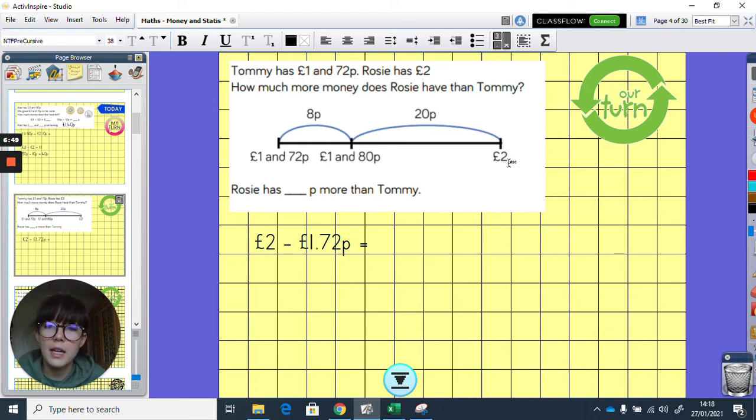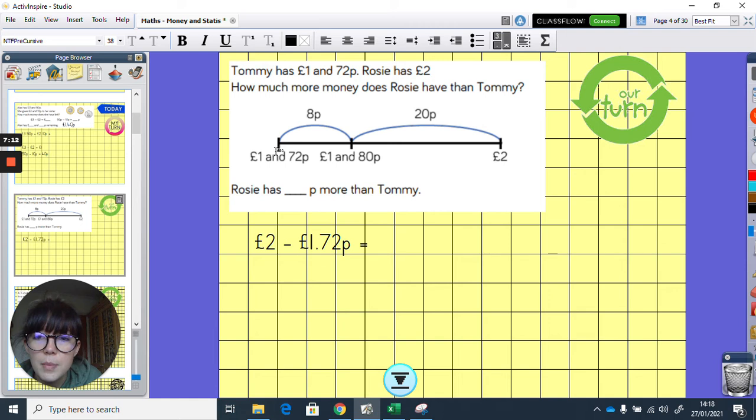So remember, we're working out the difference between Rosie's amount of money and Tommy's. So we start off at however much Tommy has. He has £1.72. We've put that at the beginning of our number line, and we're going to count up to £2, okay? Because we need to know the difference.